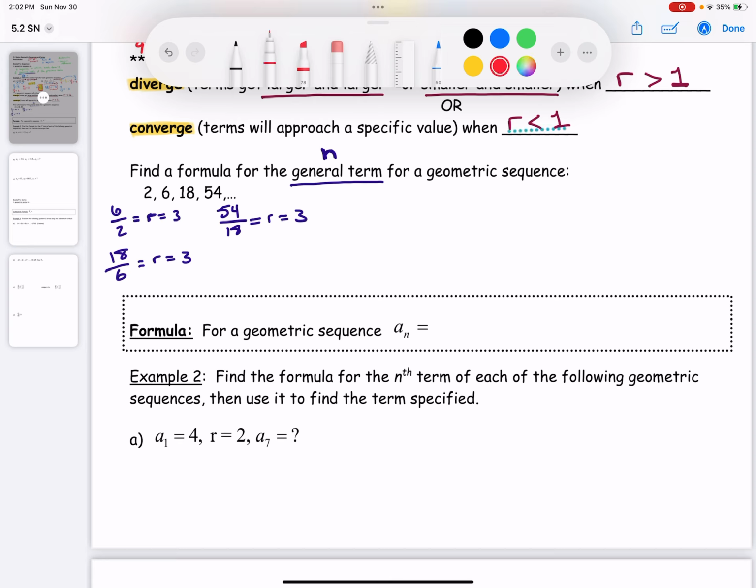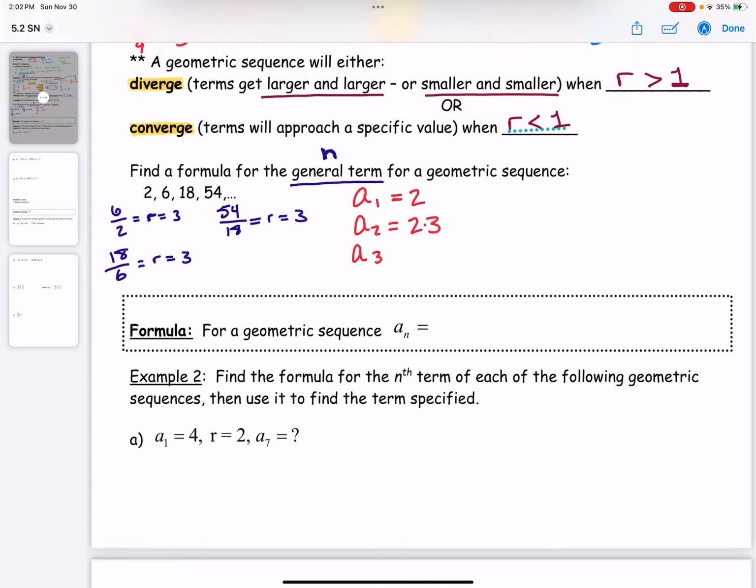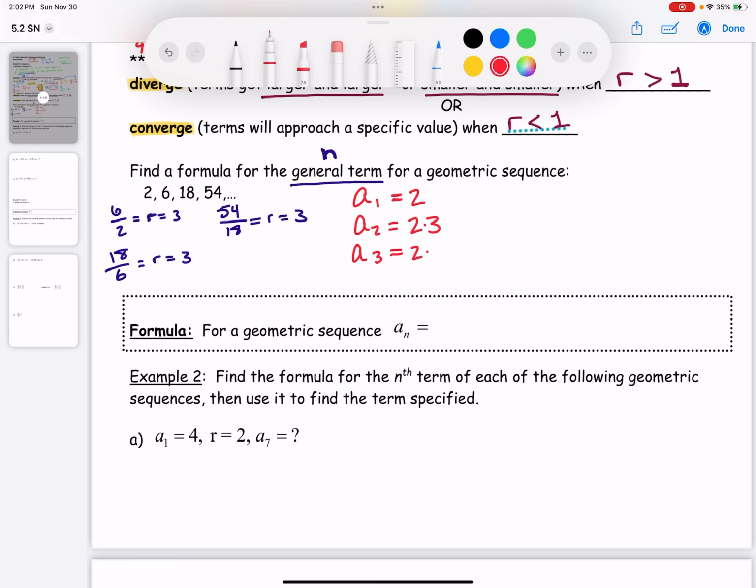And now let's look at it. Again, we're trying to find a formula that can find any term. So we have A1, which is just 2. A2 is 2 times 3, which gave us 6. A3 was 2 times 3. See how we're always repeating what we had before? It was 2 times 3 again to give us 18.